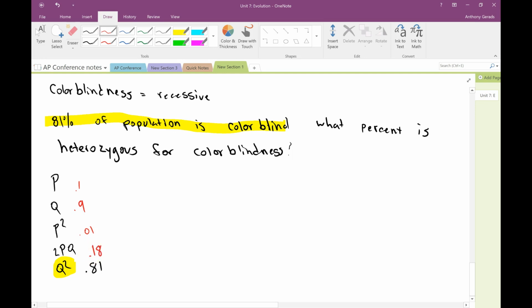So the question is, what percent is heterozygous for color blindness? What's our answer? That right there, meaning our answer, 18%.